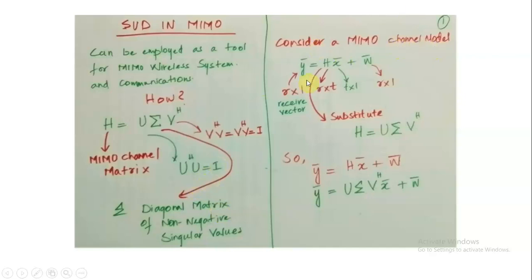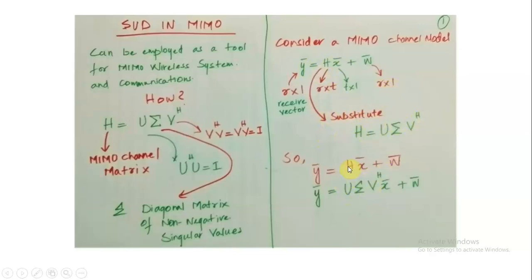Now consider a MIMO channel model in which we have a received vector of R cross 1 dimension. H is an R cross T matrix. X vector is the transmit symbol vector with dimension T cross 1, and W is a noise vector with R cross 1 dimension. So instead of having the direct channel matrix, let's put H equal to U into E into V Hermitian, the singular value decomposition of this H matrix.